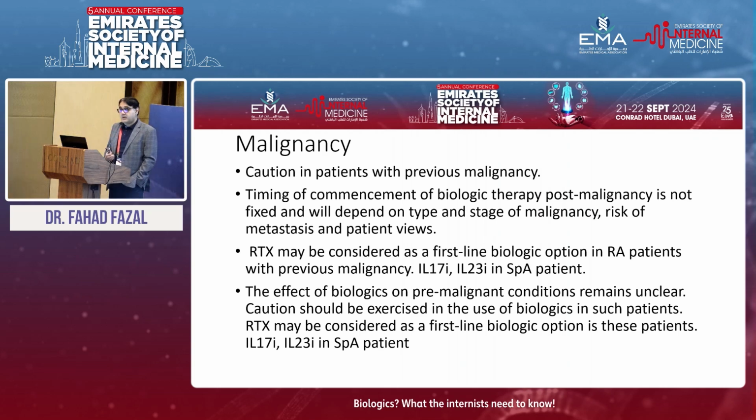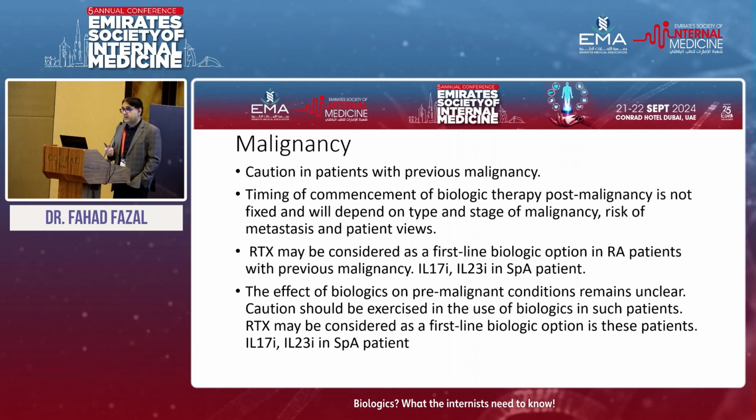Timing of commencement of biologics after malignancy. For patients who have a previous history of malignancy, when do we start the biologic? There is no consensus on when to start. It all depends on the type and stage of malignancy, the risk of metastasis, and discussion with the patient. Generally speaking, in patients who have a previous history of malignancy with no current malignancy, we give biologic therapy 3 to 5 years after the previous malignancy. So that is about anti-TNFs.